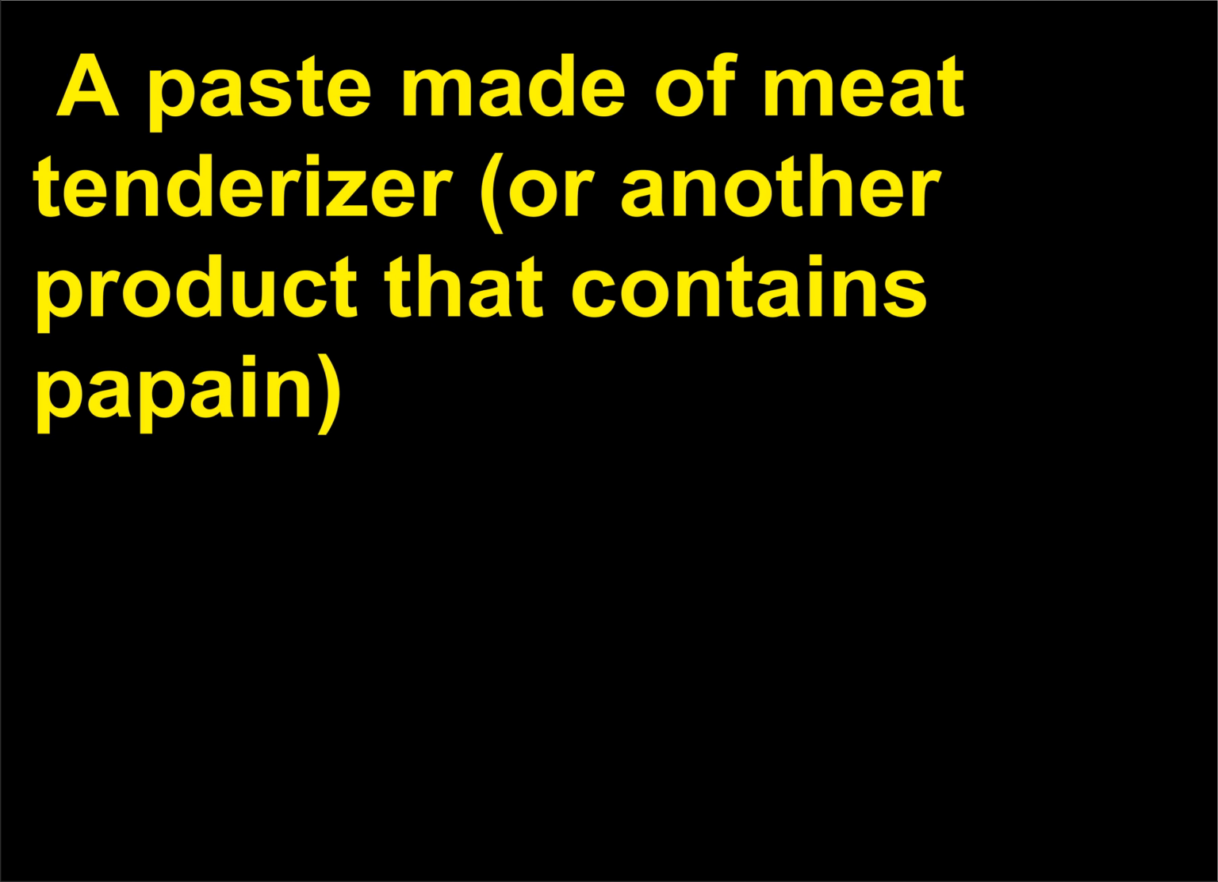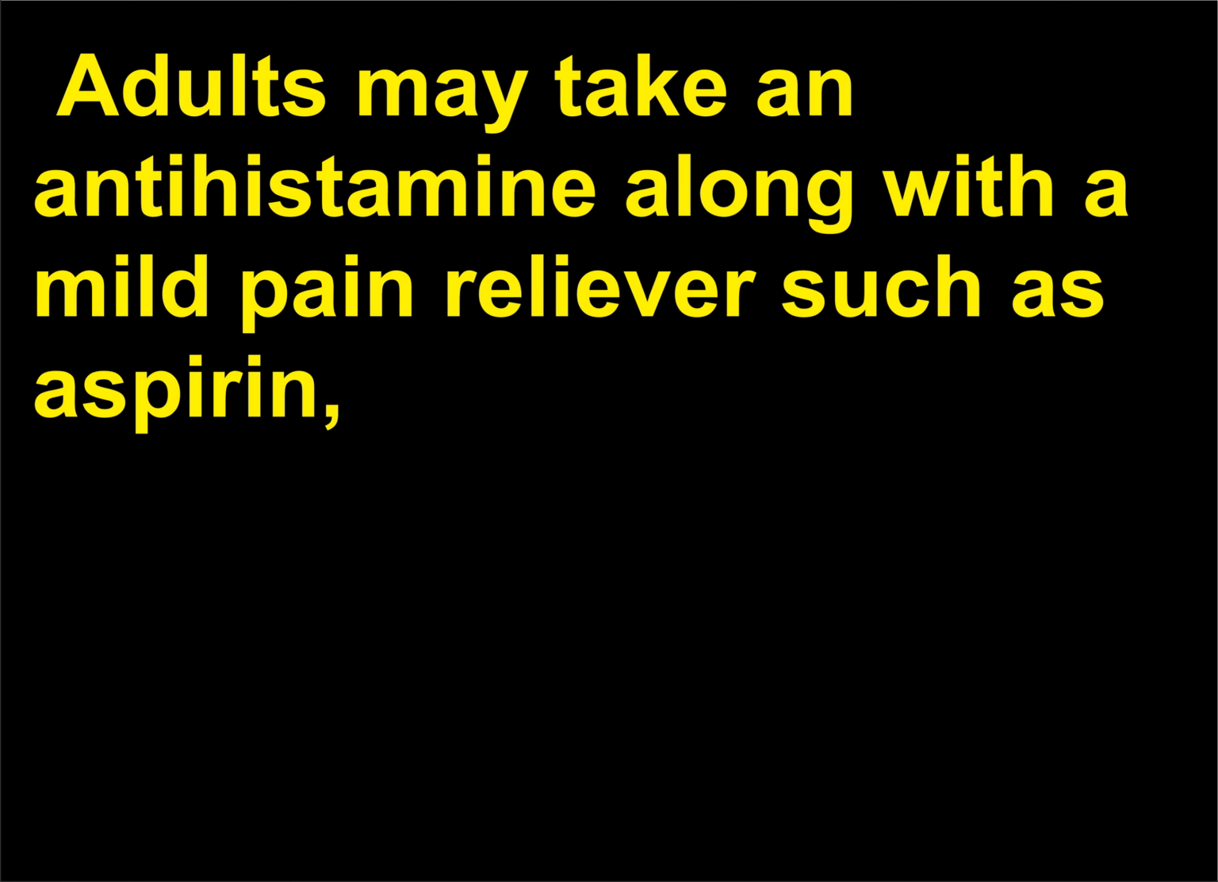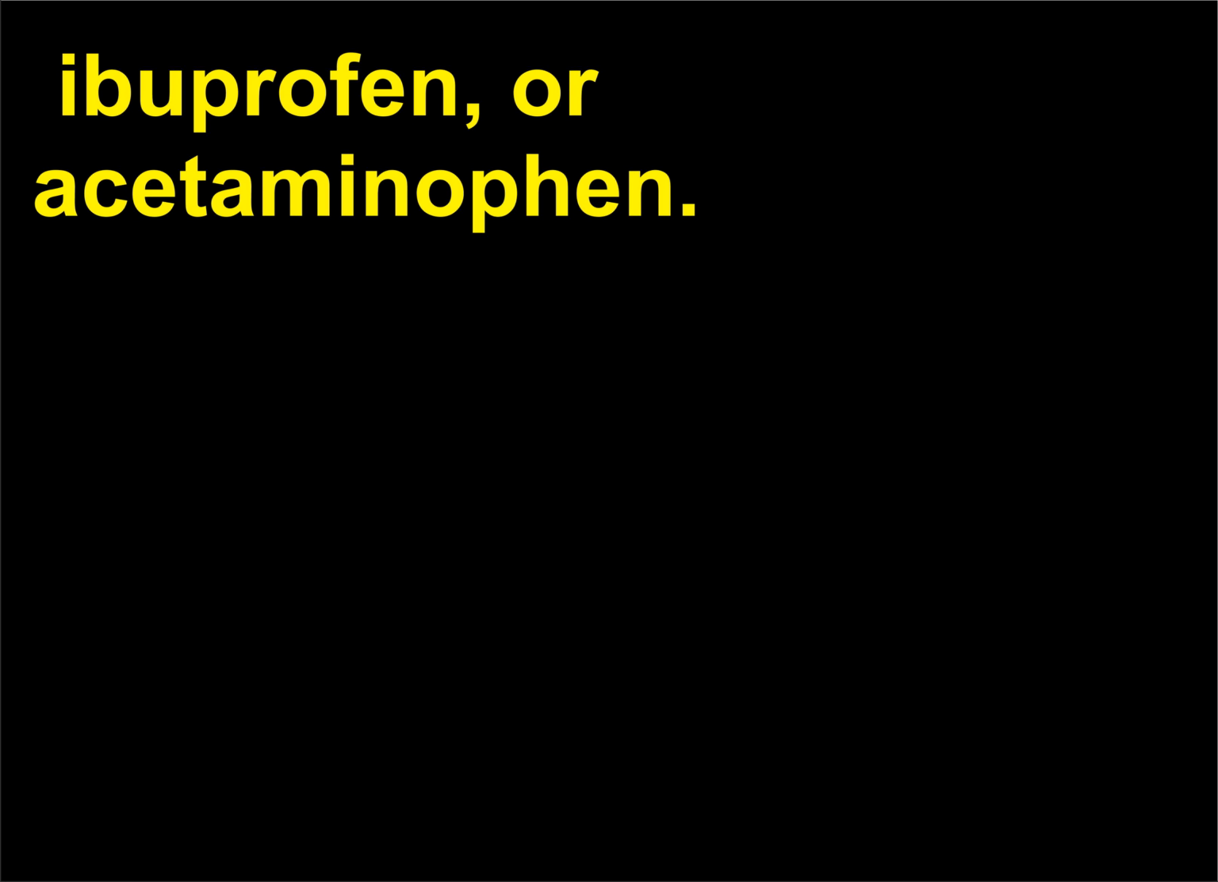A paste made of meat tenderizer, or another product that contains papain, mixed with water will relieve the pain. Adults may take an antihistamine along with a mild pain reliever such as aspirin, ibuprofen, or acetaminophen.